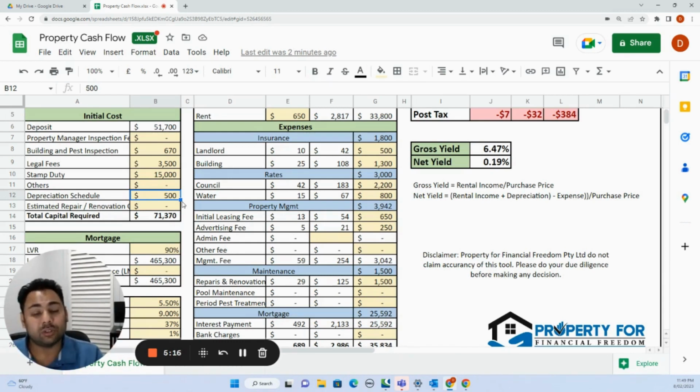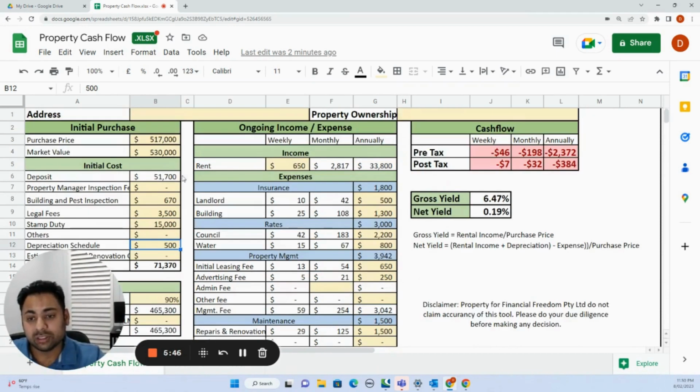Once you get it done, they will give you a depreciation schedule for the next 10-20 years, whatever the life of the building left, and you claim it every year. That costs you somewhere around $400 to $800, depending on whether the quantity surveyor has to inspect the property or there is enough data online to create the schedule. I think my client hasn't done that, but I'm just putting $500 here.